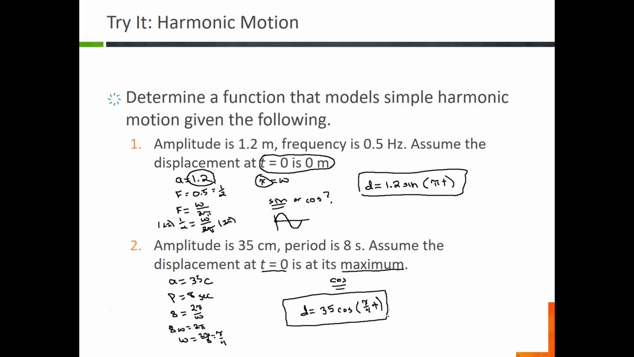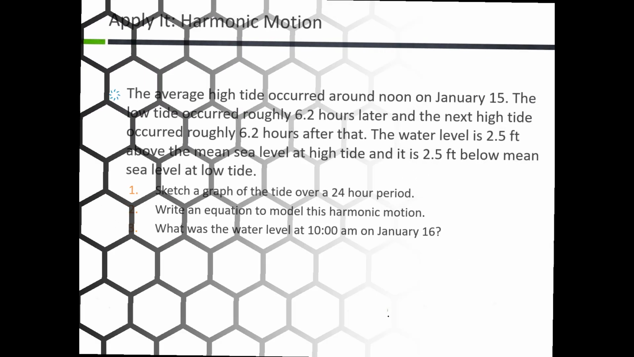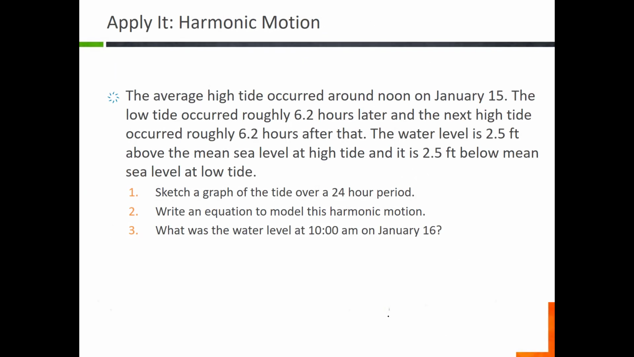All right, last example, just to put this in a bit more of a context here. Say we're tracking the high tides out at the beach, and we know that the average high tide occurred around noon on January 15th. And then we checked again, and we found that the low tide occurred roughly 6.2 hours later.